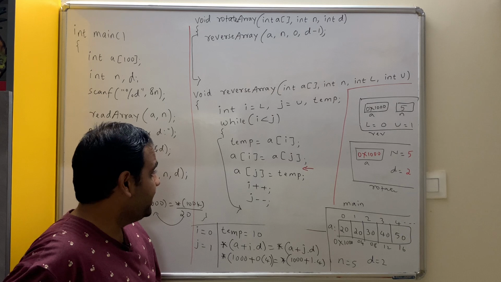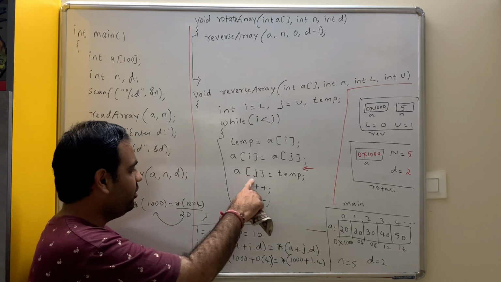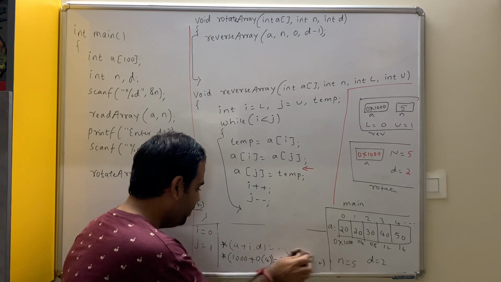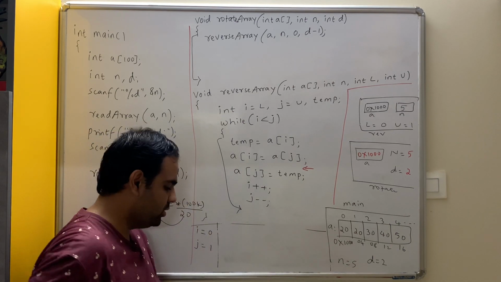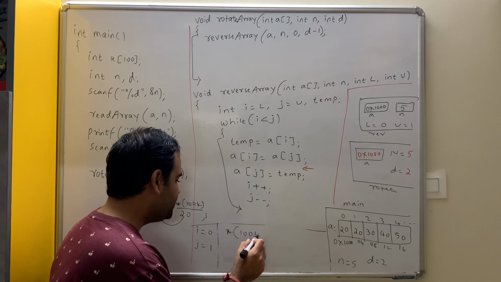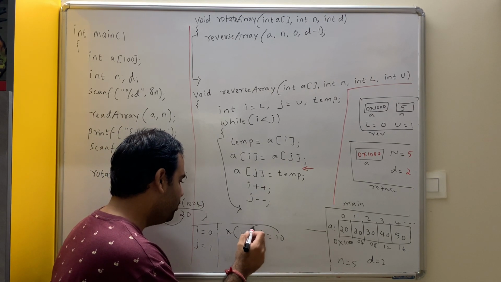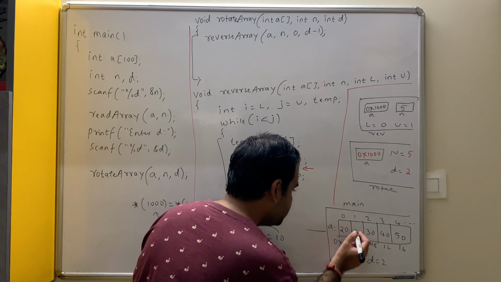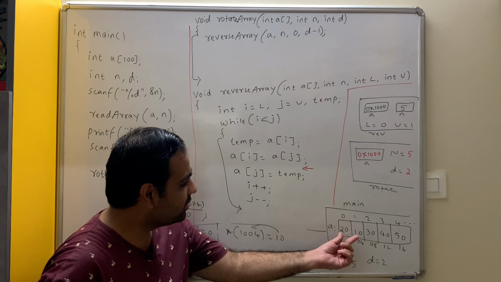Now what is the last line? A of j is equal to temp. Now what is A of j? Just now I have calculated it. It is 1004. Now we say star 1004 is equal to temp, and the value of temp is 10. Now what does it mean? It means go to address 1004 and store 10. Now this is address 1004 and you store 10. Now you see that these two are reversed.